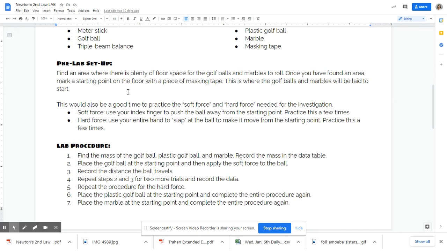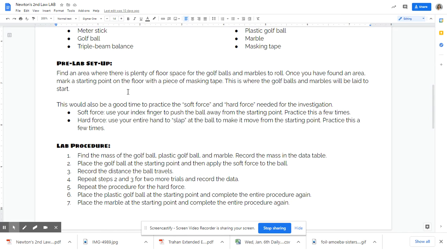very far. Your hard force will be your entire hand, and you use your whole hand to sort of slap at the ball, and you'll do that from the starting point also. Make sure you practice that a few times. I'm going to state a disclaimer here. Don't go overboard with the slapping. Of course, you don't need the golf ball to fly clear across the classroom. That isn't going to do you any good because then you won't be able to get any good measurements.